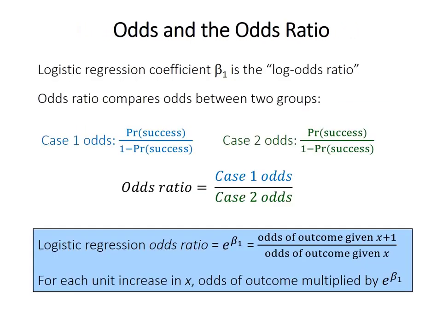Okay, well, back to our coefficient. This logistic regression coefficient beta 1 is something called the log odds ratio. This is different than the log odds, because an odds ratio is comparing the odds between two different groups. So for example, we can say in case 1, the odds are the probability of success divided by 1 minus the probability of success. That's the definition of odds. And we can have the same in case 2, the same way that odds are calculated. And so the odds ratio is just the ratio of the odds for case 1 divided by the odds for case 2.